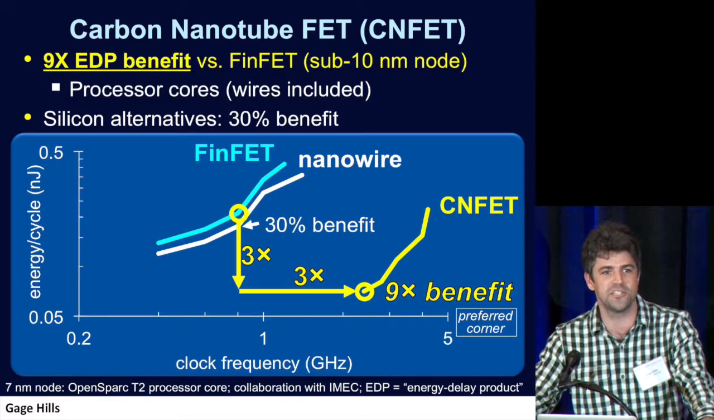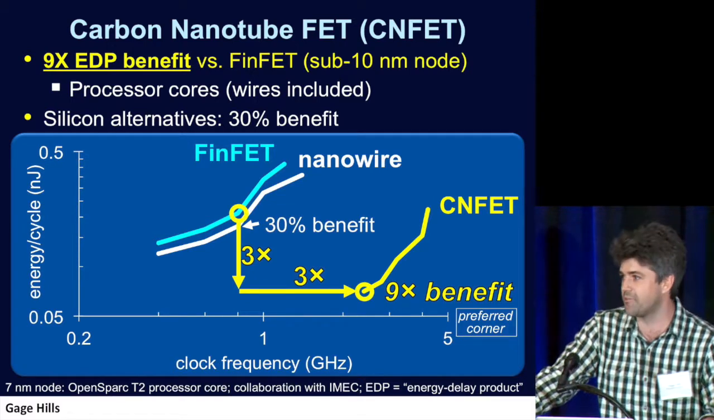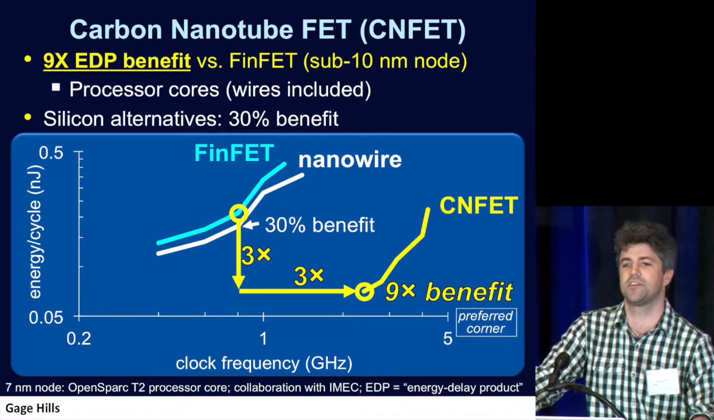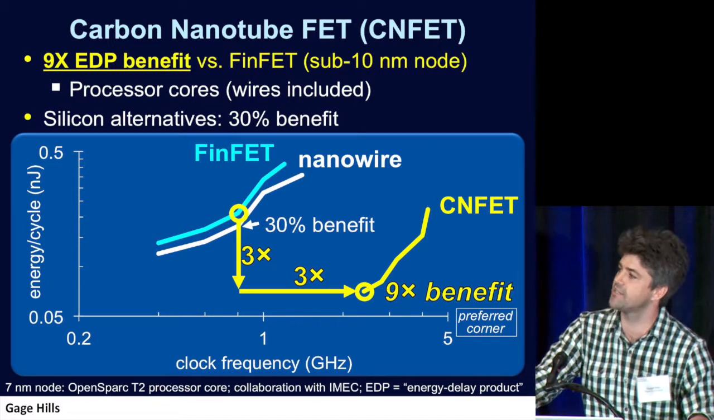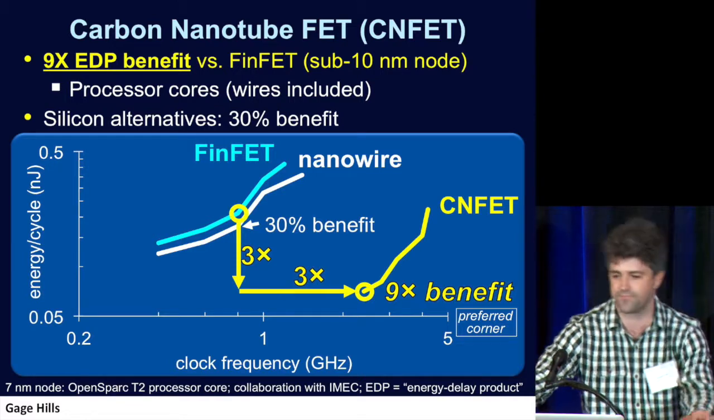So I'm sure you have a lot of questions. If you come to my poster, I'll go over some of the most common questions we get, such as where do these benefits come from, and how do CNFETs maintain these benefits even in the presence of wire parasitics and process variations. Thank you.